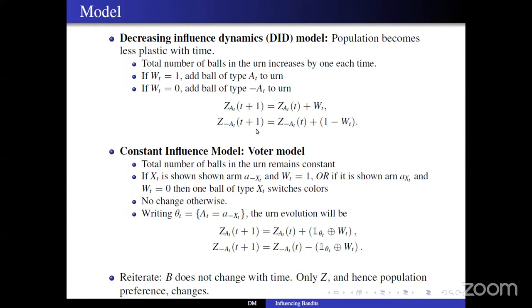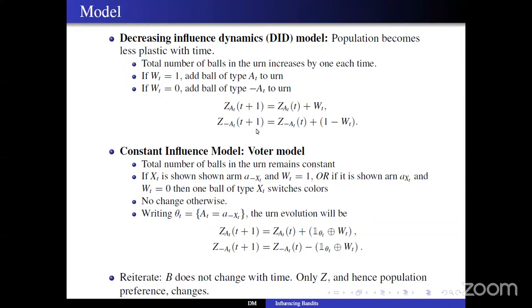So the I and J are both only two, correct, in this model so far? Yes. I'll give you generalizations later, but for now I just want to pedagogically work with this. I flip. The balls and the number of people in the population have no bearing. Ball is just a virtual tracker for me to capture the fraction of population of different parts.